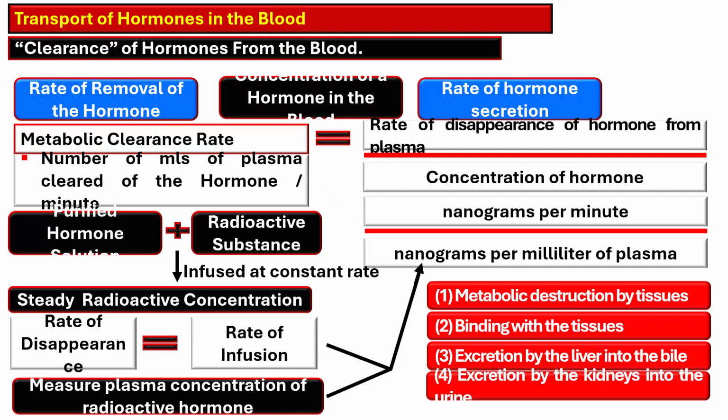The clearance of the hormone from the blood occurs by various mechanisms, such as metabolic destruction by the tissue, binding of the hormone with the tissue, excretion of the hormone by the liver into the bile, and excretion of the hormone by the kidney into the urine.